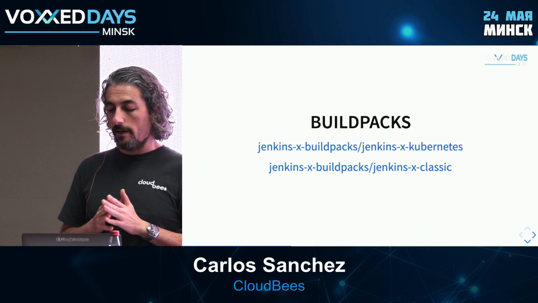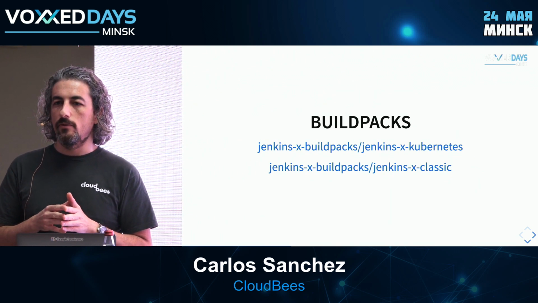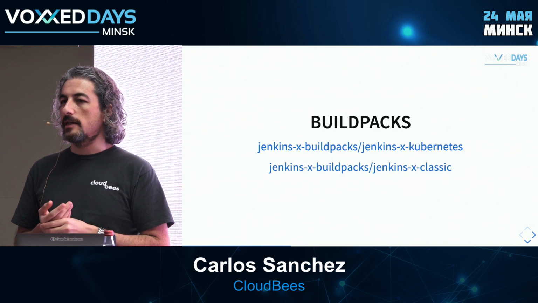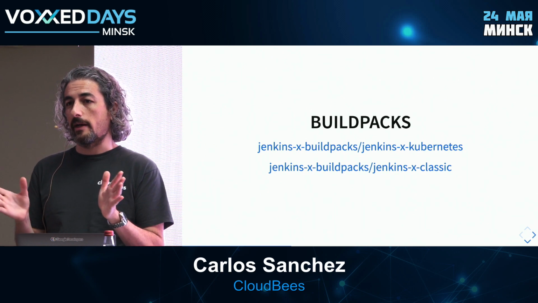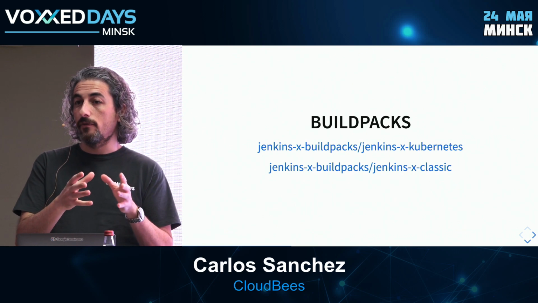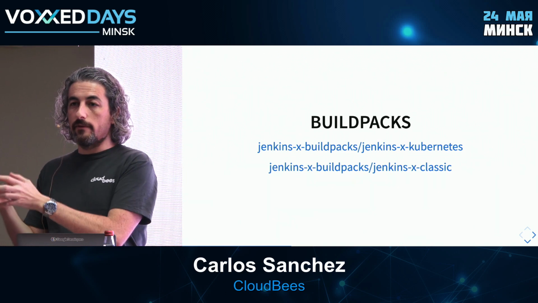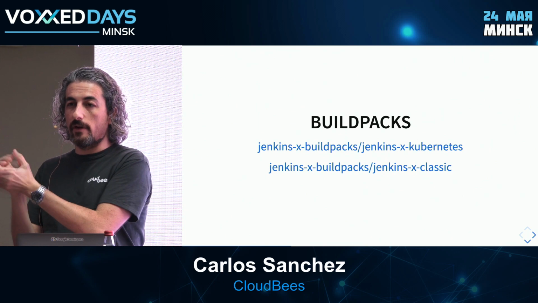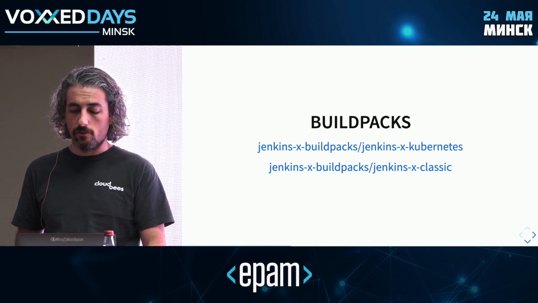I was talking about the YAML files that you can use now to define your pipelines. So there's the concept in Jenkins X of a build pack, and we have two types of build packs. One is the classic one, which is for stateful Jenkins masters that run on Kubernetes. And we have the Kubernetes one for things that are built with serverless and Kubernetes applications. And these are two different projects.